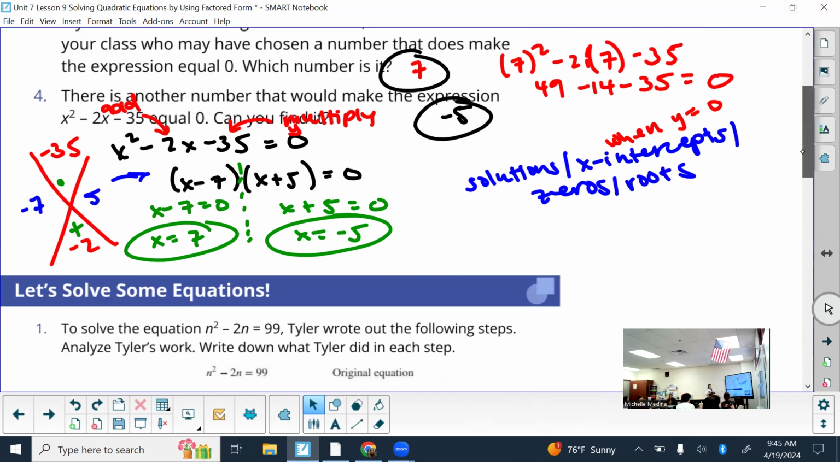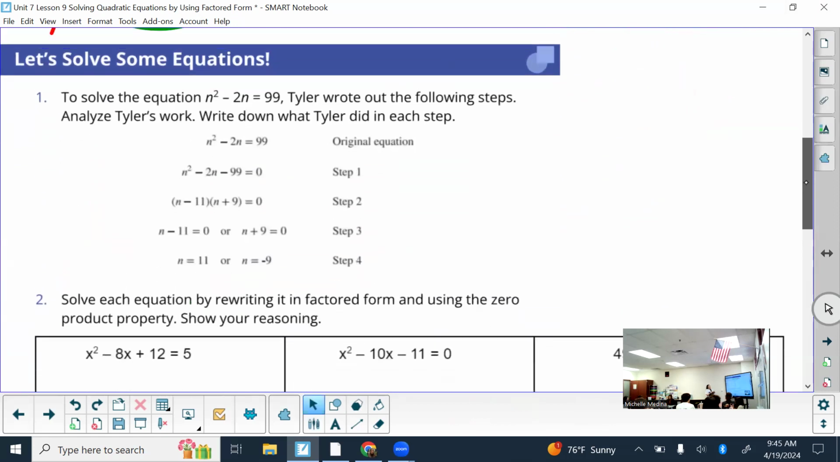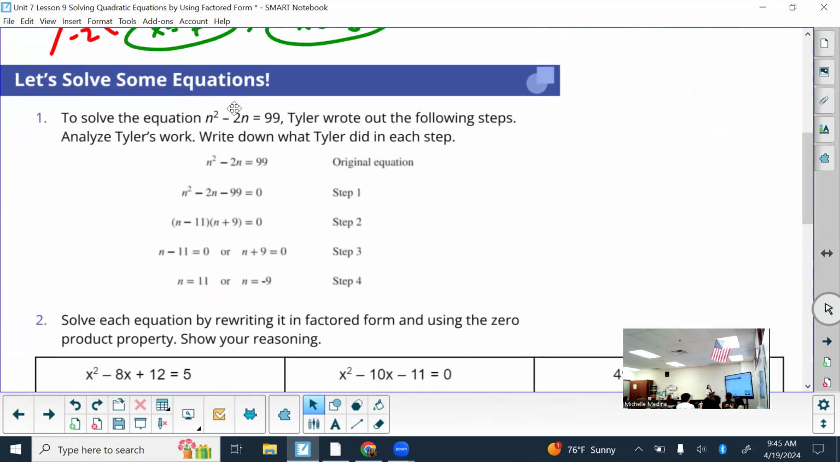So in this one, Tyler solved this equation, n squared minus 2n equal to 99. He wrote out these steps. You need to write down what he did in each step. So here's my given problem. This is great practice for geometry. You'll have to do proofs. But what did Tyler do to go from the original to this step? What's the difference?